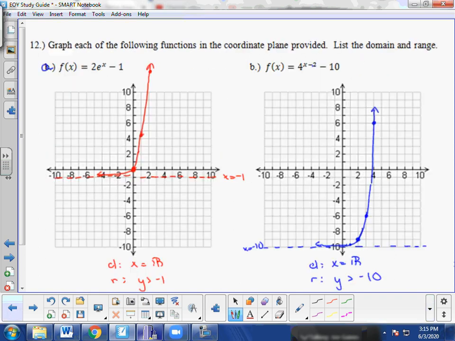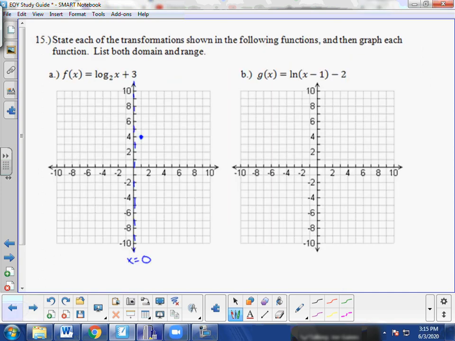Ooh, I think I made a mistake on my exponentials. I labeled these as x values. This should have been y equals -1. I labeled this as x equals 10. That should have been y equals 10. Sorry. Small point, but I wanted to make sure I corrected that.